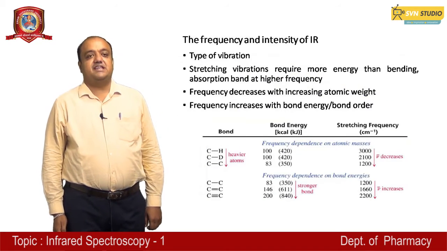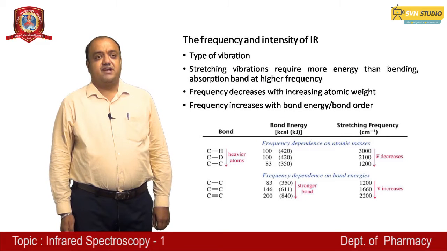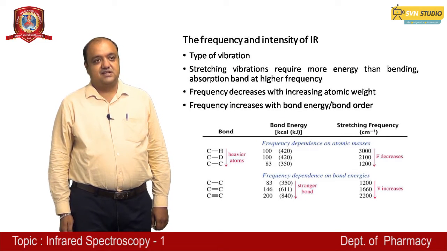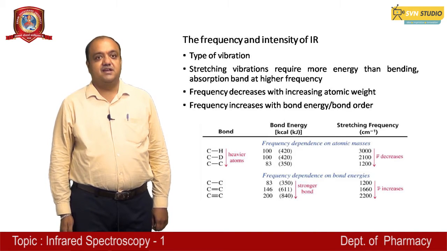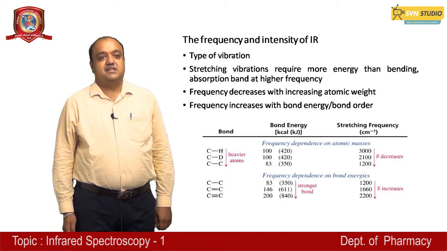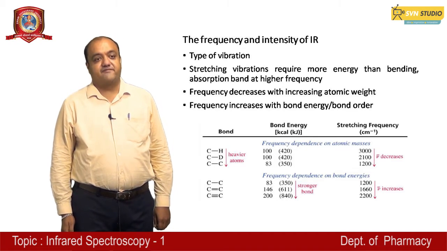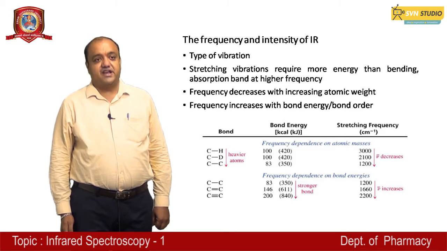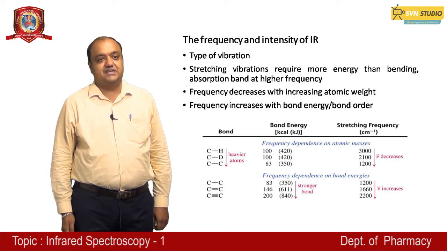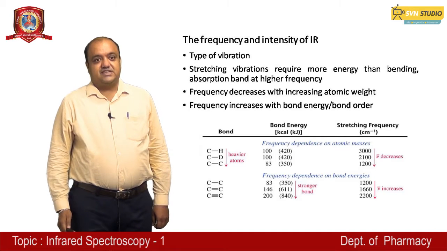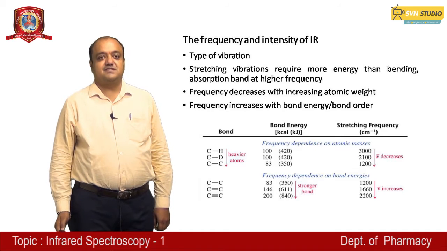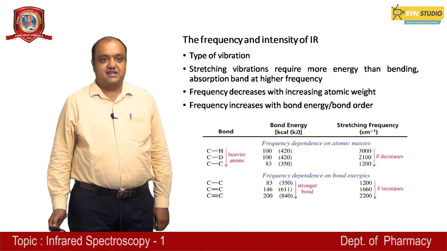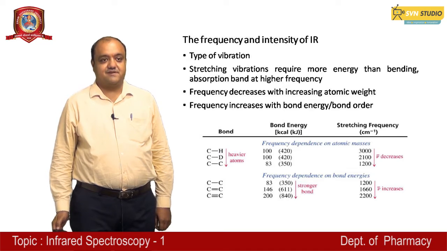The frequency and intensity of IR depend on the type of vibrations. Stretching vibrations require more energy than bending, so absorption occurs at higher frequency. Frequency decreases with increasing atomic weight, like the heavier atoms in C-H, C-D and C-C, which decrease in order of frequency: 3000 cm inverse, 2100 cm inverse and 1200 cm inverse.